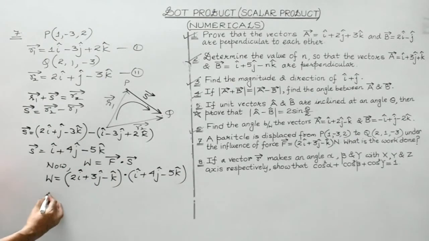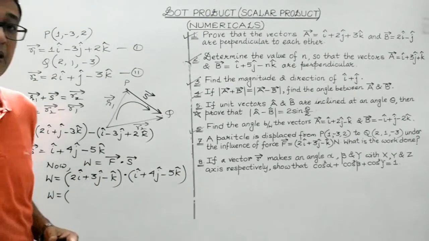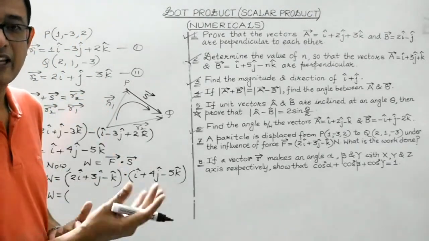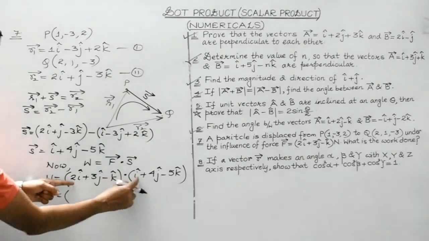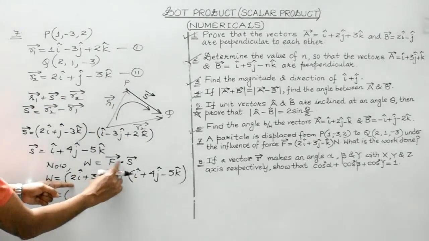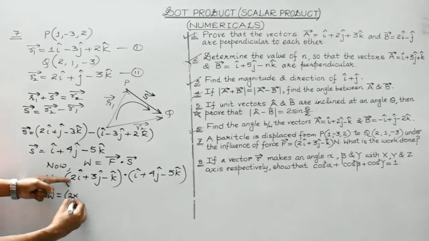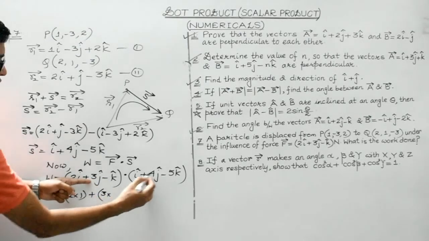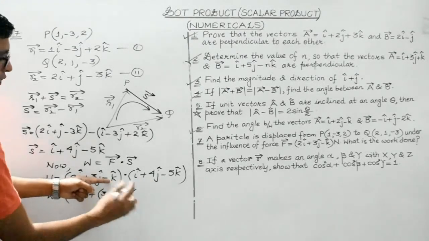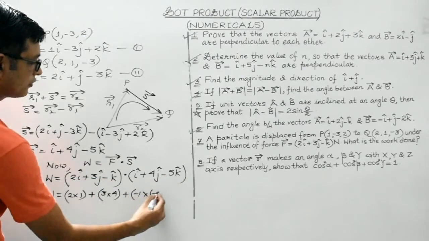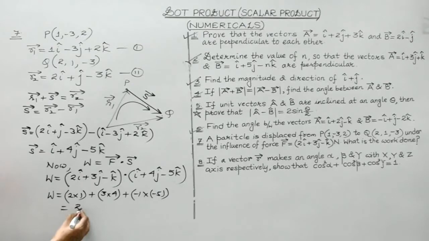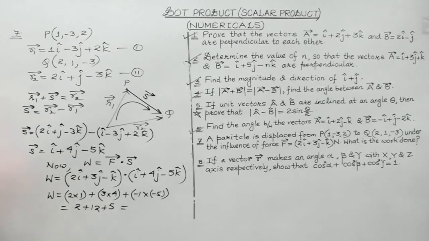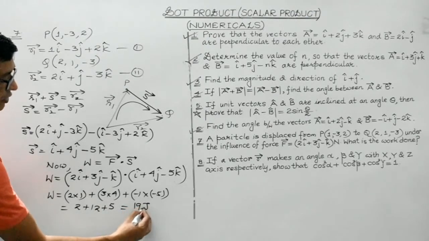So let's evaluate it. So it will be equal to the sum of the products of the coefficients of i cap plus j cap and k cap, right? So product of the coefficients of i cap of a vector and b vector, here F vector and S vector. So here coefficient is 2, here coefficient of i cap is 1, plus coefficient of j cap over here is 3 and over here it is 4, plus over here it's minus 1 and here it's minus 5. So what you get is 2 plus 12 minus 1 into minus 5, that will give us plus 5. So we get 19 joule.